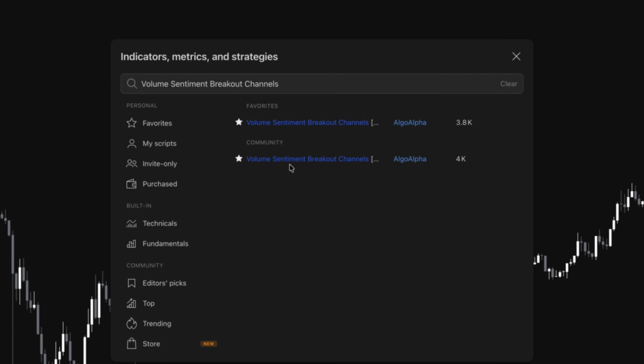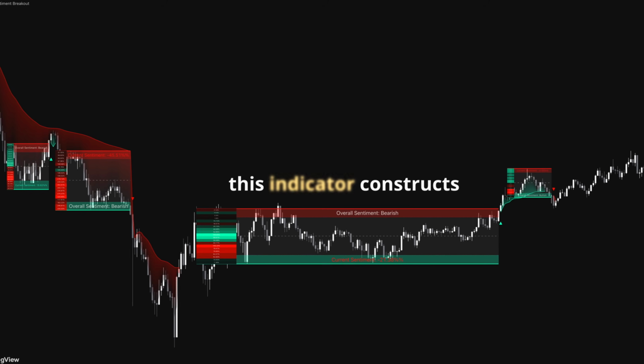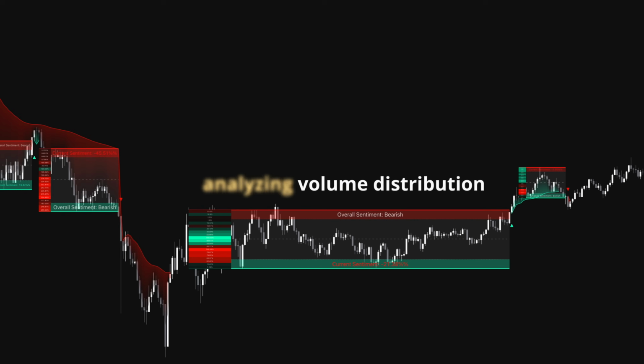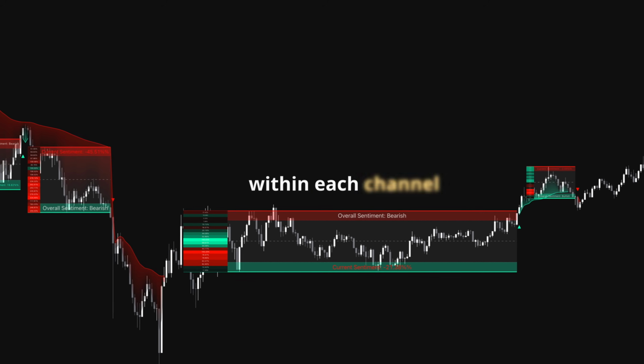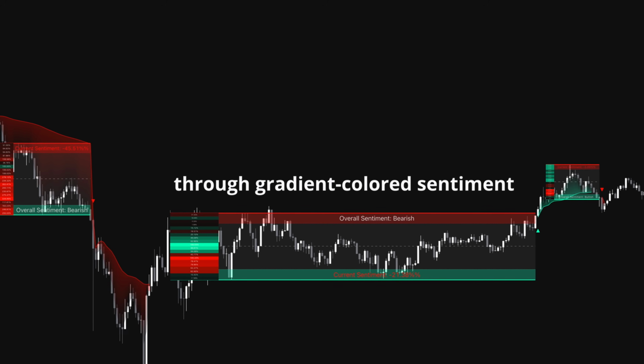Volume sentiment breakout channels. Created by Algo Alpha, this indicator constructs price channels based on volatility pattern detection, analyzing volume distribution within each channel to reveal buying and selling pressure through gradient-colored sentiment profiles.